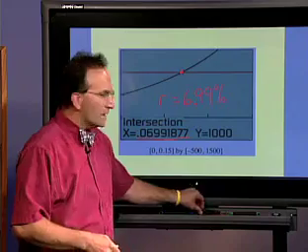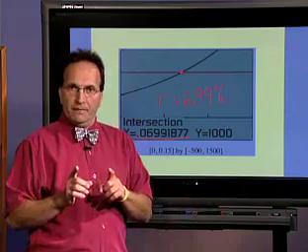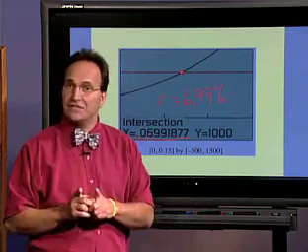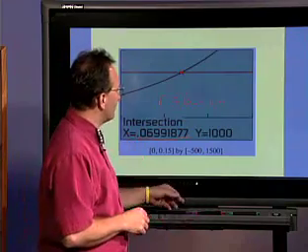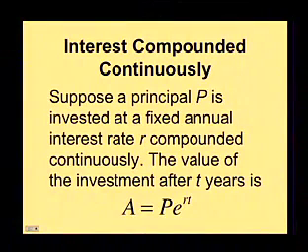Okay. Well, let's take a look at a formula that we have for compounding interest continuously. And that formula looks like this. Suppose a principal P is invested at a fixed annual interest rate R compounded continuously. The value of the investment after T years is A equals P times e raised to the RT.